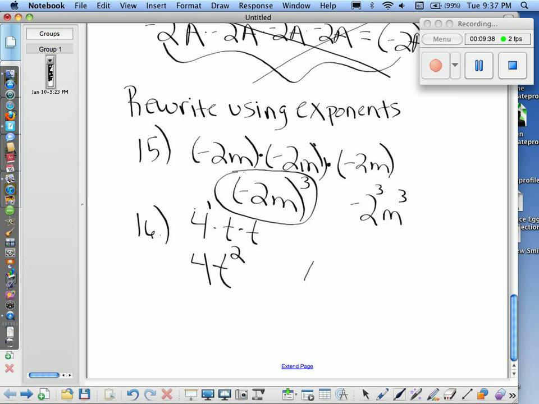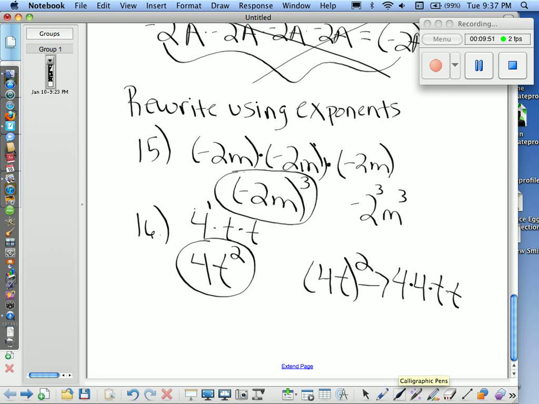Okay, so a lot of people put this. That is not the same thing. This means 4 repeated twice. So this one is correct. This one also would have been correct up here. Okay, not the same.